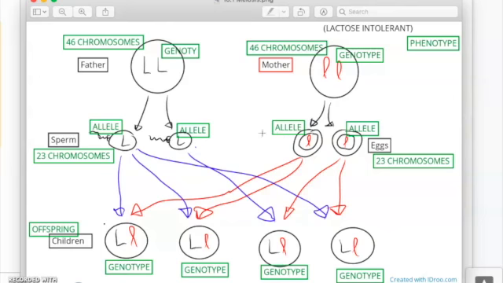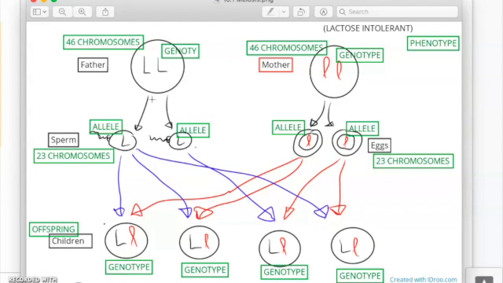Okay, here we have the father giving his alleles, one of each of his alleles, to two different sperm that were produced. And so one of the sperm has one of his big L alleles, the other sperm has the other big L allele. These sperm each have 23 chromosomes, a haploid number. The parents have a diploid number of chromosomes.